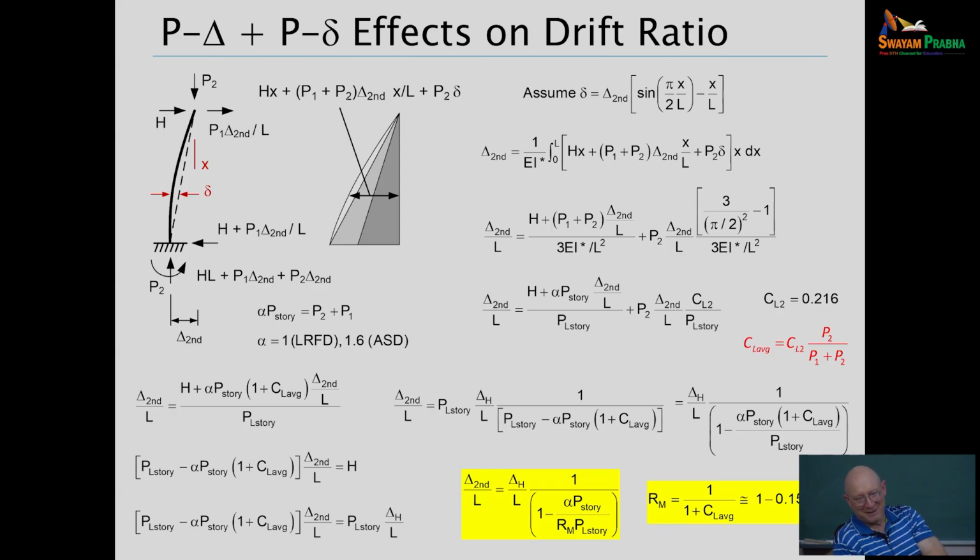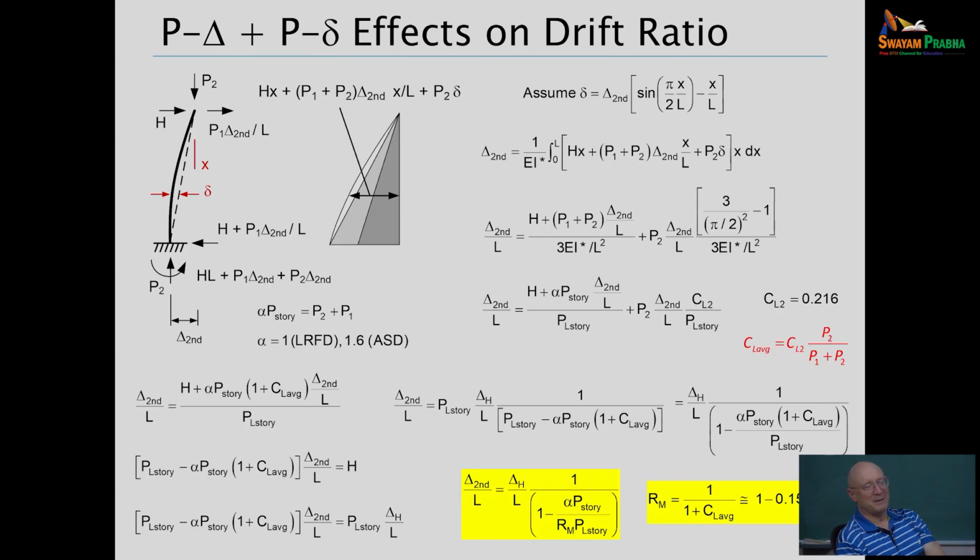Go ahead. My question was, with the second order, can this deformation be 1.2 times, or in that range, of first order? This much amplification can happen like that. Yeah. Generally, we definitely do not want alpha P story to be close to RMPL story. If it is, we're on the verge of side sway buckling of the frame. Okay.